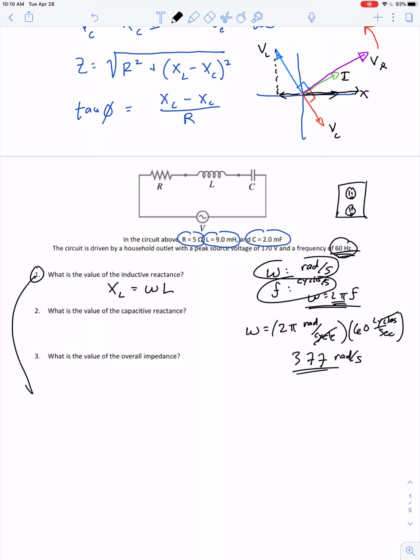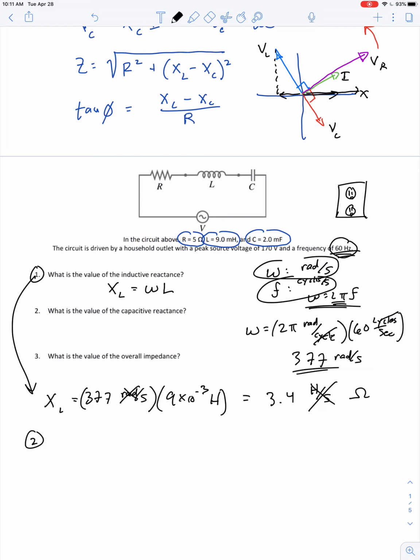So our answer to number 1, let's write it in below. The inductive reactance is equal to 377 radians per second multiplied by the inductance, 9 millihenries, or 9 times 10 to the negative third henries. So this comes out to about 3.4 henries per second. Notice we ignore the units of radians, and a henry per second is the same thing as an ohm.